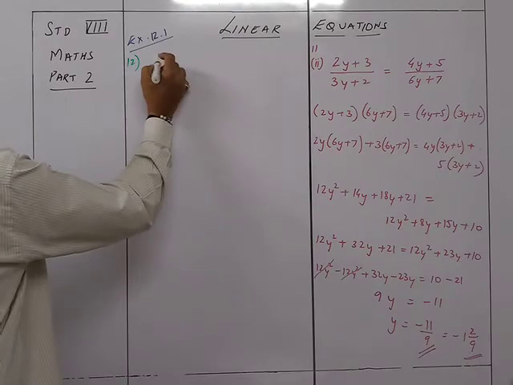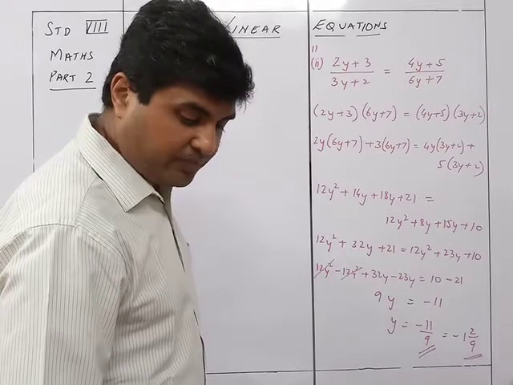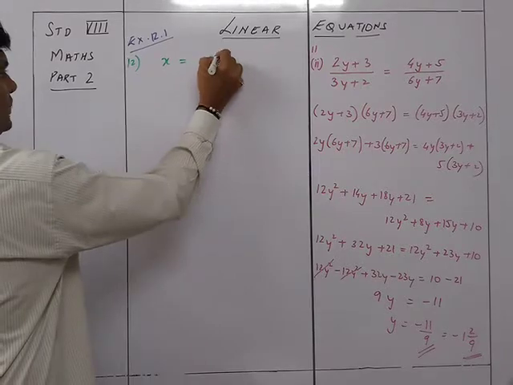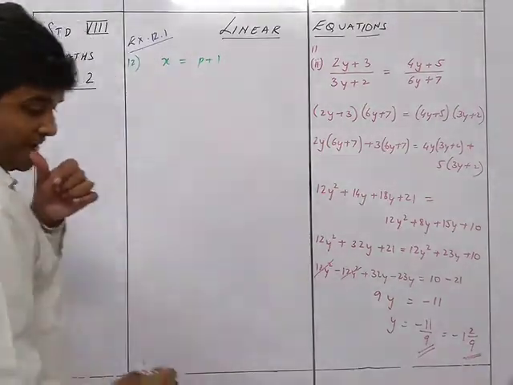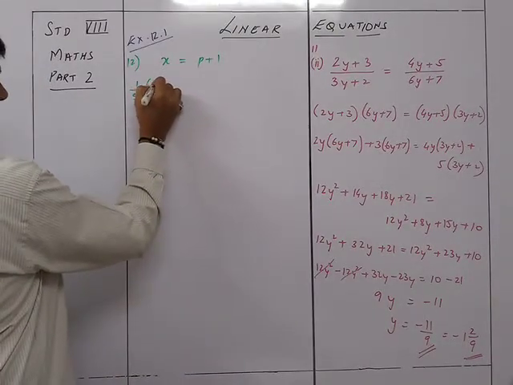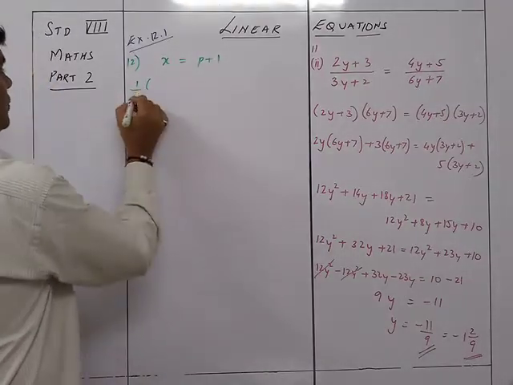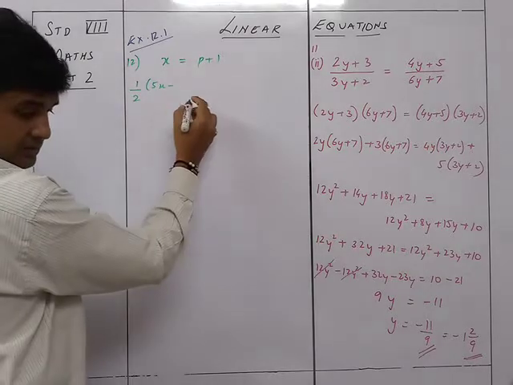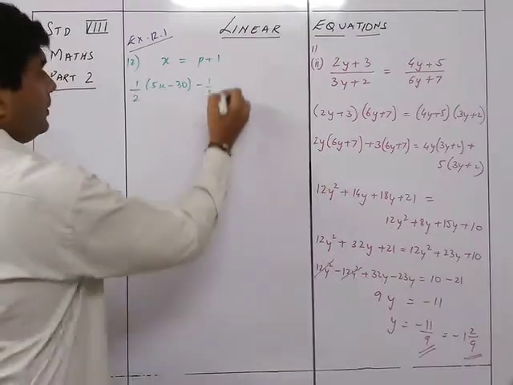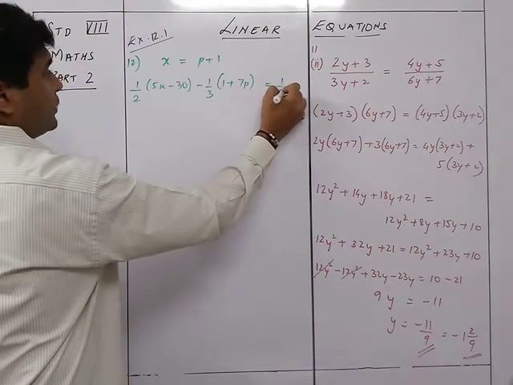It's given that if p is equal to x plus 1, find the value of p from the equation over here. So it is given that x is equal to p plus 1. Sorry, not p, x is equal to p plus 1. We need to find the value of p from 1 upon 2 into 5x minus 30, minus 1 upon 3 into 1 plus 7p, is equal to 1 upon 4.